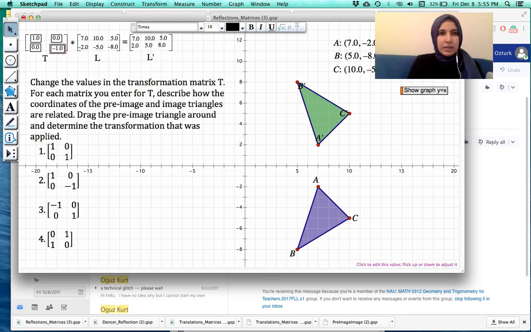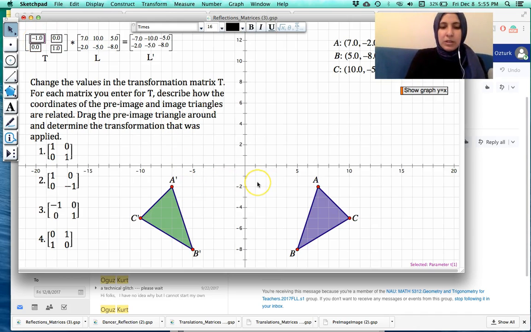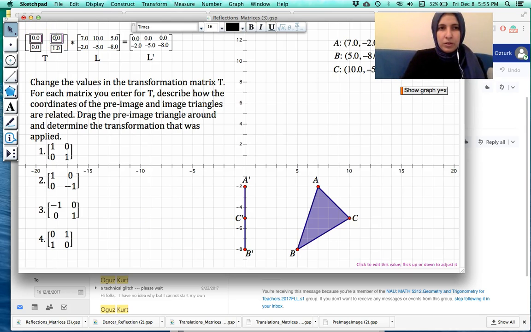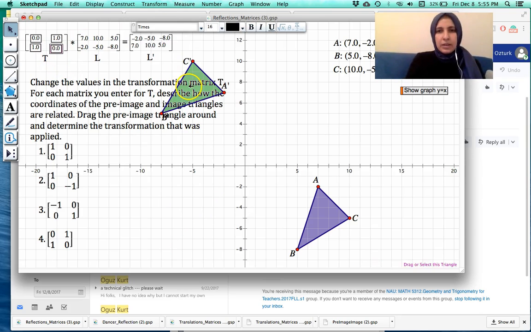What about C? It wants me to make the positive one negative. As you see, it reflected over the y-axis. And the last one, D, wants me to make it 0, 1, 1, and 0. Yes, as you see, it reflected over the line x equals y.